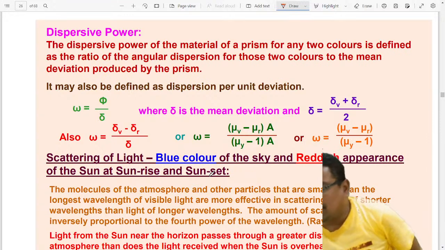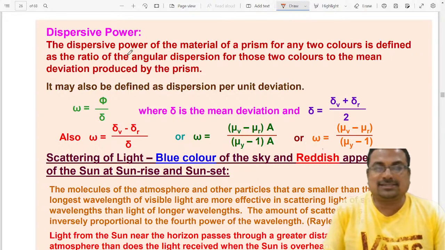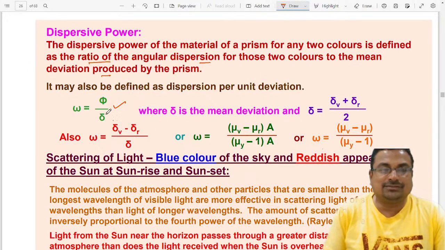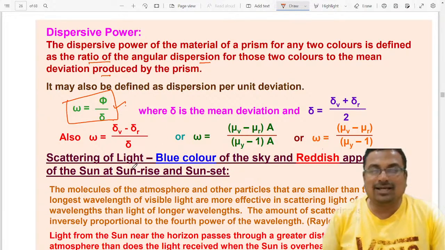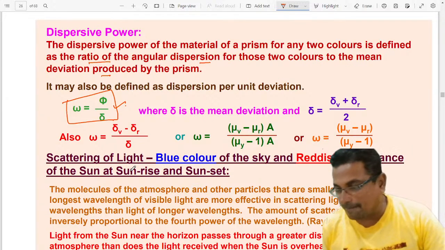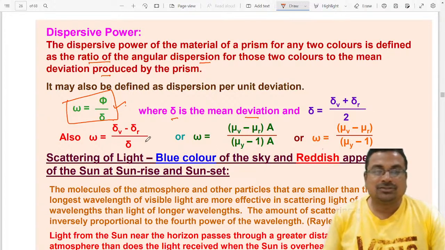So what is dispersive power? The dispersive power of the material of a prism is defined as the ratio of angular dispersion to the mean deviation produced by the prism. Here delta is the mean deviation, or minimum deviation. So this is how the dispersive power omega can be written.